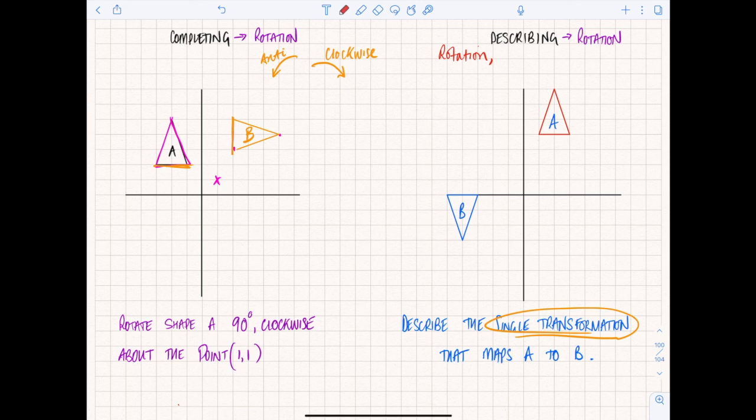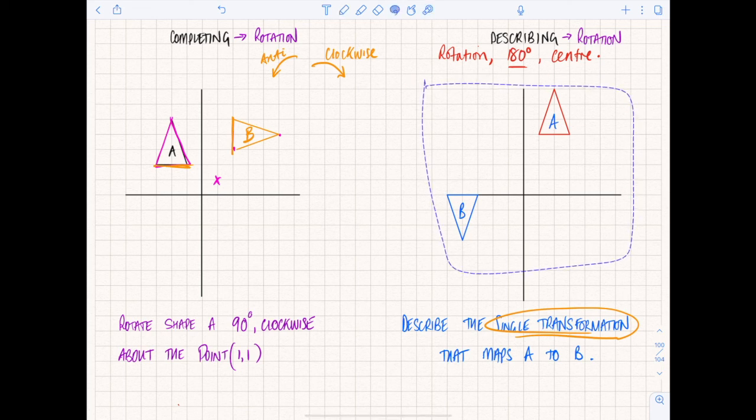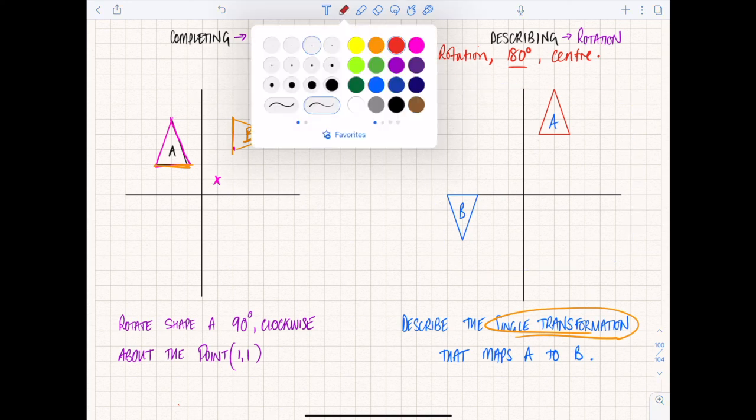So I know it's going to be 180 degrees. Now I need to just figure out which way it's gone. If I go clockwise, if I go anti-clockwise, it doesn't matter because it's 180 degrees, so I can leave a direction. And now I need to figure out where it rotates from. Best way to do this, with your tracing paper again, so you get your tracing paper, put it over the shape like that, and then you redraw your shape A over.